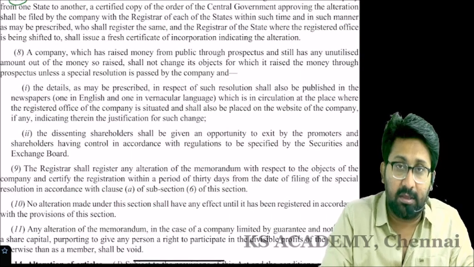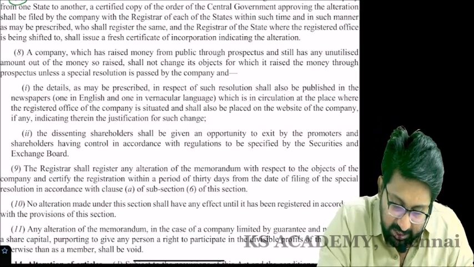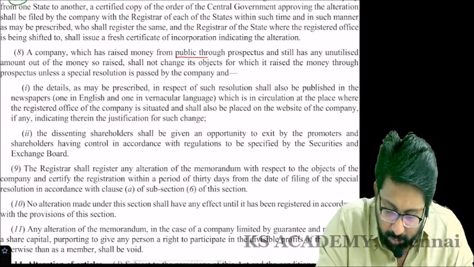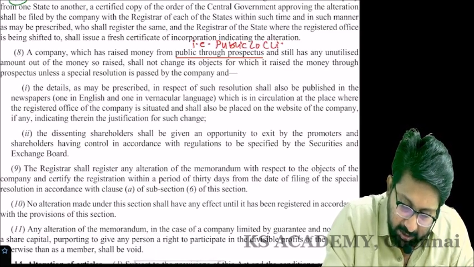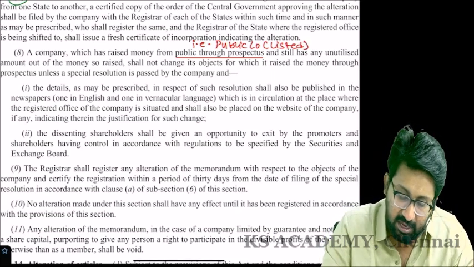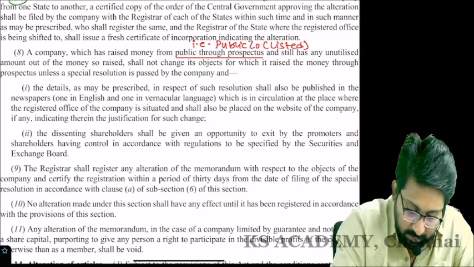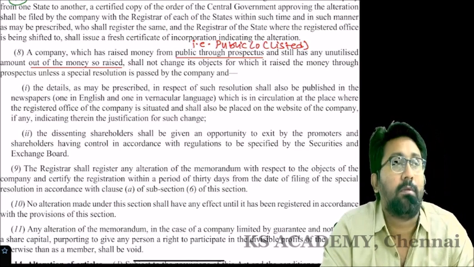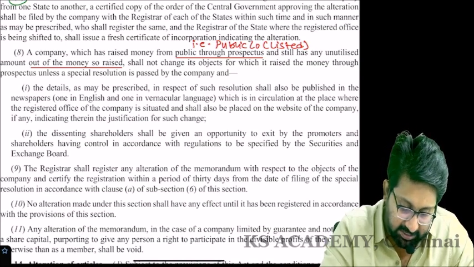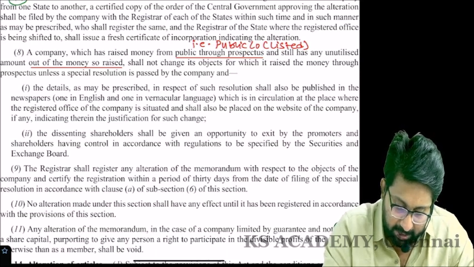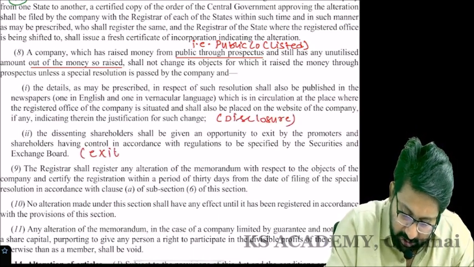Start reading: a company which has raised money from the public through prospectus. First, a clear indication was given. When I use the words public through prospectus, I am talking about which company? That is a public company. Which kind of public company? Next: and still has any unutilized amount of money, unutilized amount out of the money so raised. Continue: shall not change its objects for which it raised the money through prospectus unless a special resolution is passed by the company. The first one is talking about disclosures. The second one is talking about the exit offer.